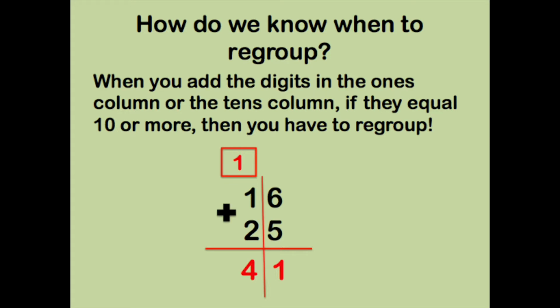11 is greater than 9, so we have to regroup. So we write the ones digit, the 1 from the ones place below, and we regroup the 1 from the tens place into the tens column. Then we can add all the digits in the tens column. 1 plus 1 plus 2 equals 4. So the sum of our problem is 41.